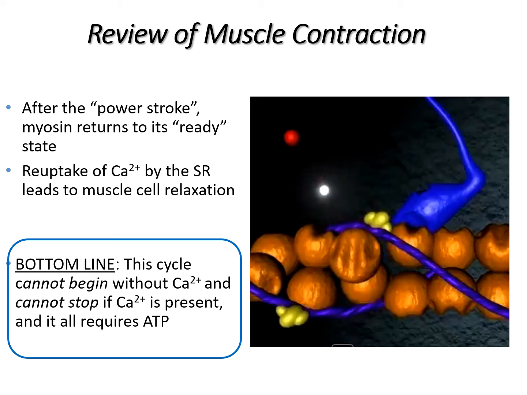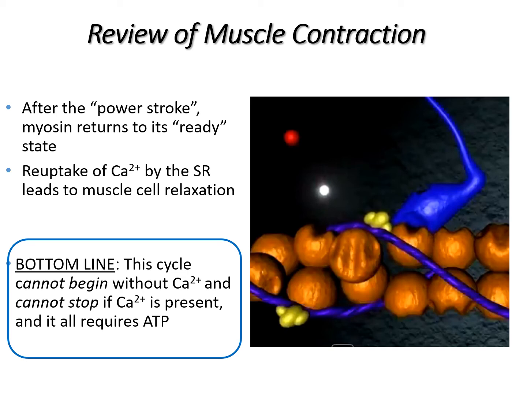The take-home message is I want you to understand that this cycle of muscle contraction cannot begin without the presence of calcium to expose those myosin binding sites, and it cannot stop as long as calcium is present. And the entire process requires ATP. So it consumes a lot of energy.